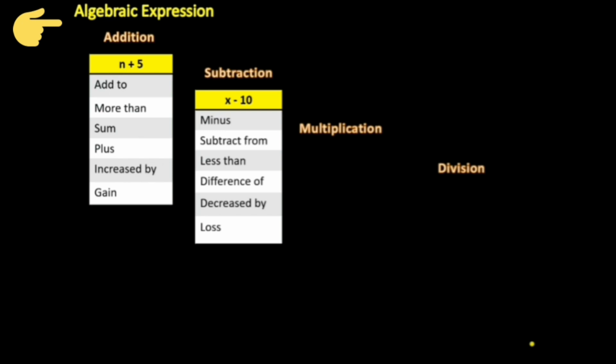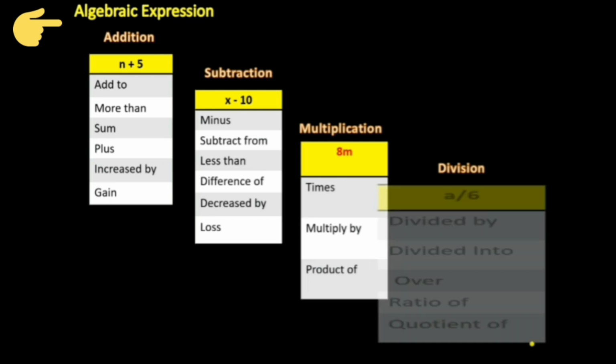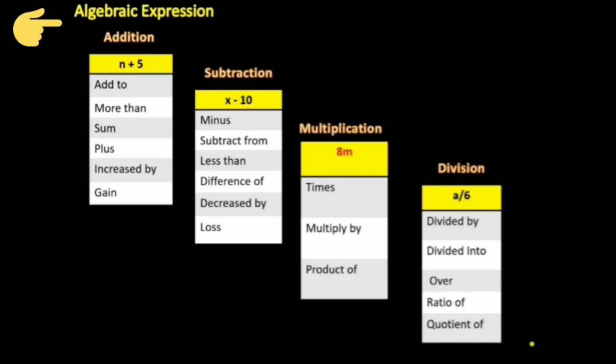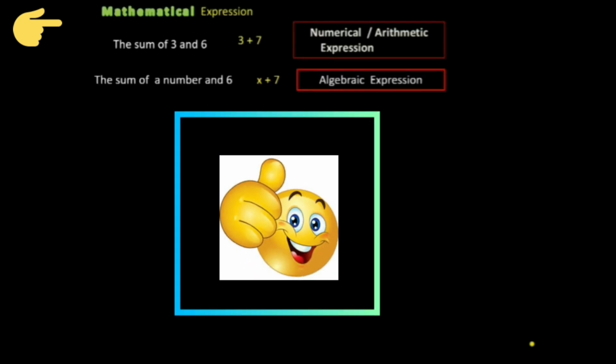These words are for multiplication. 8 times m, 8 multiplied by m, the product of 8 and m. For division: a divided by 6, a divided into 6, a over 6, ratio of a is to 6, quotient of a and 6. This is how we can write phrases using these words. I am sure you have now understood the expressions.